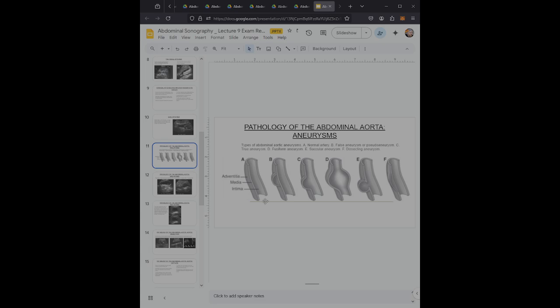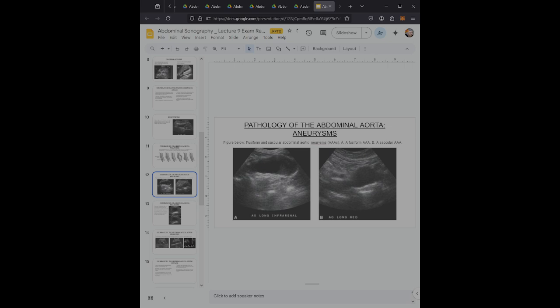So here you can see a normal artery. This is a false aneurysm. The intimal lining is still intact. You can also call this a pseudoaneurysm. This is a true aneurysm. This is what we call a fusiform aneurysm. This is a saccular aneurysm. This is a dissecting aneurysm. So here we are, fusiform or saccular abdominal aortic aneurysm. Fusiform, saccular.